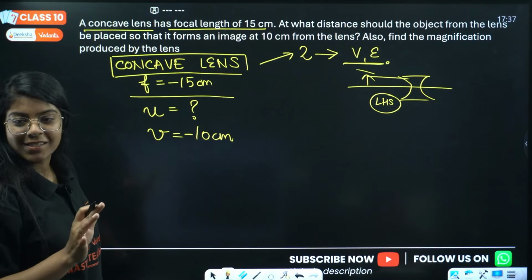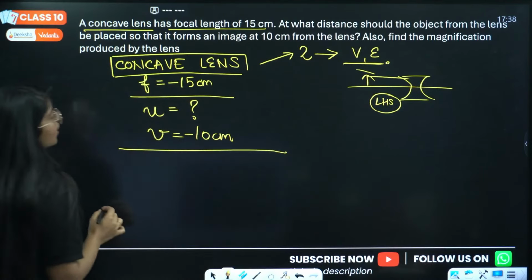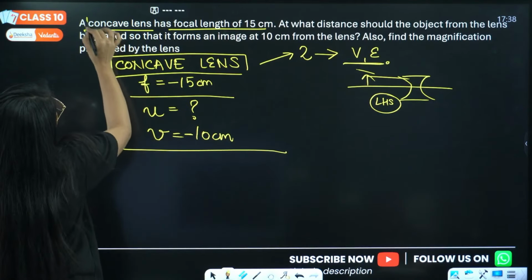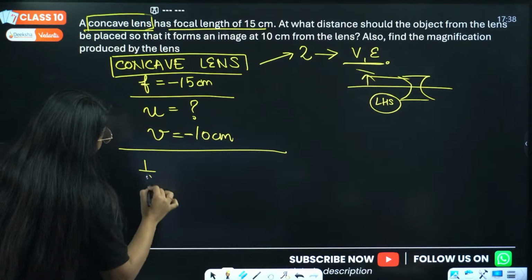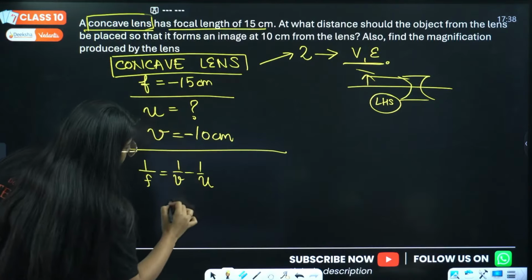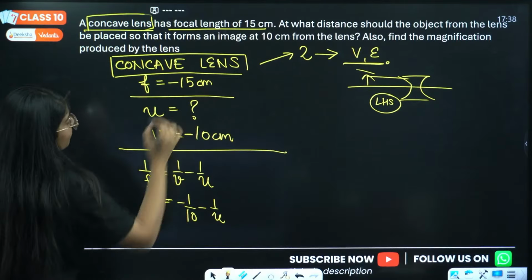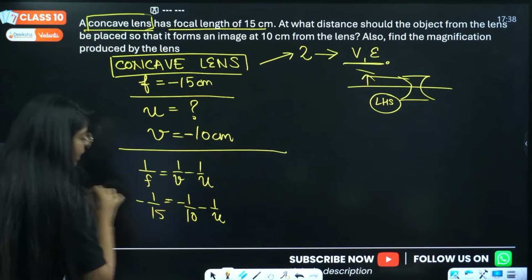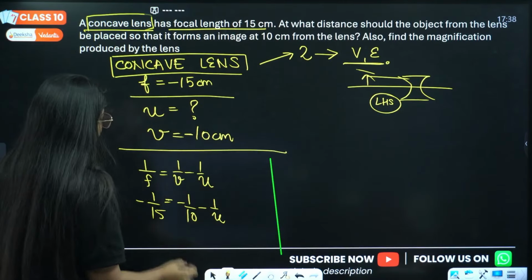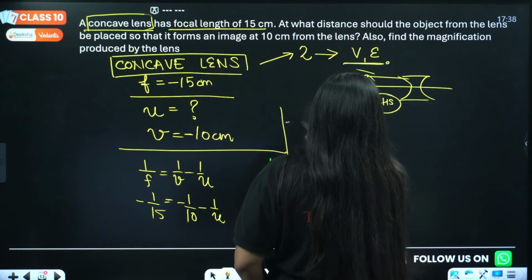We are already getting answers. Death Gamer is saying -1. Okay, let's see if we're correct or not. So from here we have to find u first. Here we use the lens formula: 1 by f equals 1 by v minus 1 by u. So this is -1 by 10 minus 1 by u, and f is -1 by 15. Everything is in negative here, right? Now, can we solve this from here? From here it is easy, right?